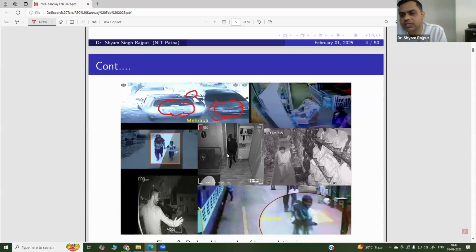In a similar case here, a lady is trying to steal some item from the mall. One person is stealing something from the godown, and these two are kidnapping cases. One is from a Mumbai railway station where a person kidnapped a child, and here the criminal is trying to run away from the spot of the crime. You can see that from these original images it is very difficult to identify the criminal, who that person or that lady is.